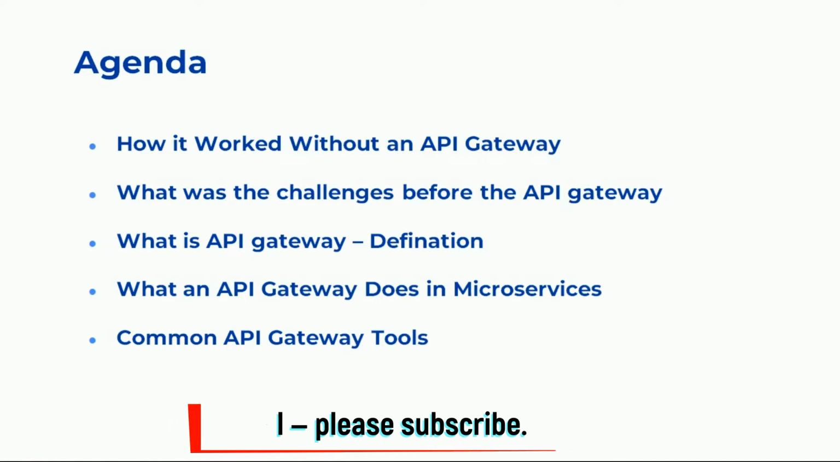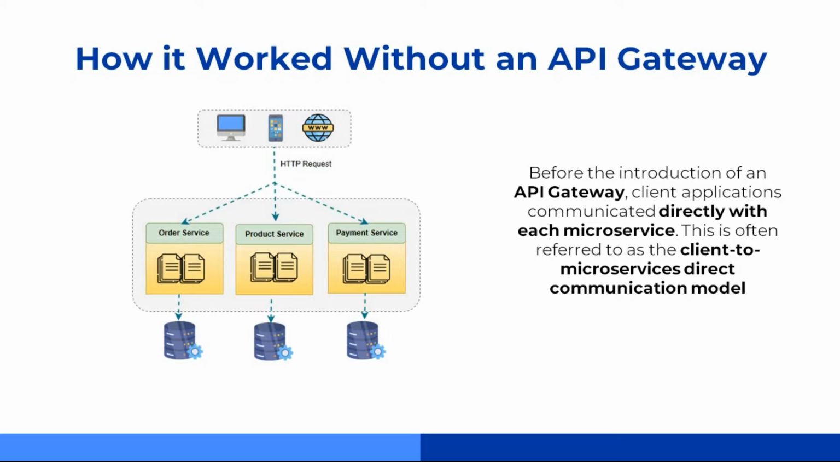Let's dive in. Before the API gateway came into the picture, client applications used to talk directly to each microservice. This setup is known as the client to microservices direct communication model. It means the client had to know the address of every service it wanted to call, which sounds simple but created a lot of challenges as the system grew.